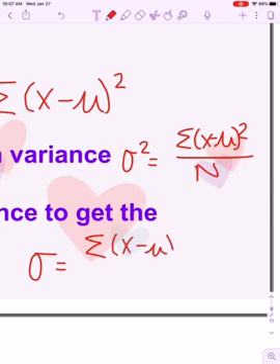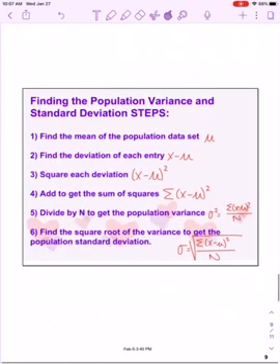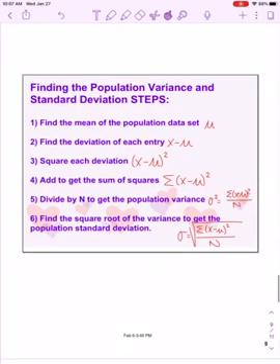So, all your x minus mu's squared added up, divided by n, and then take the square root to get baby sigma by itself. So piece by piece, not too bad. Looking at it all at once looks overwhelming.